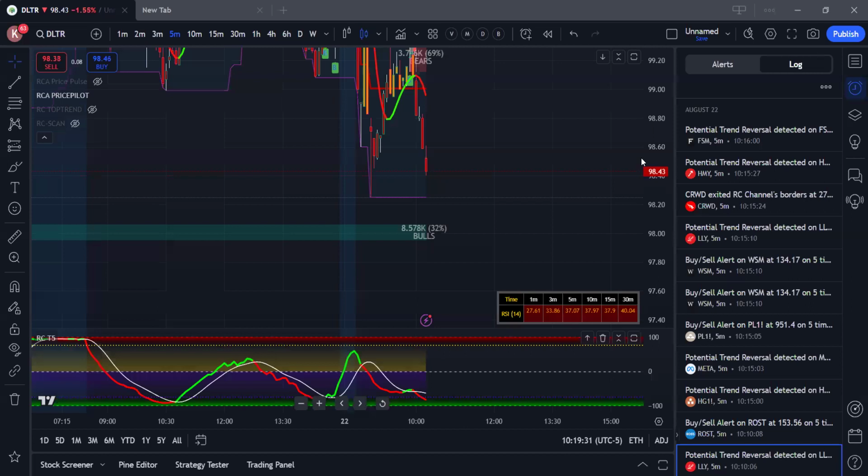Dollar Tree nearly made $200 with 15 contracts.